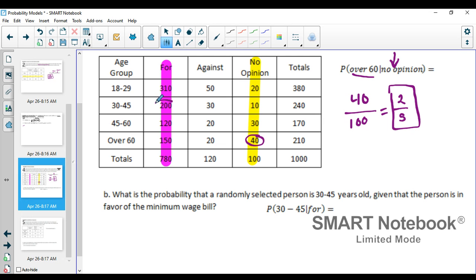at this column, and then 35 to 40, or 30 to 45 years of age. So then this number. We have 200 over 780, which we can simplify. I don't feel like doing it in my head, so I'm going to use a calculator, to 10 over 39.